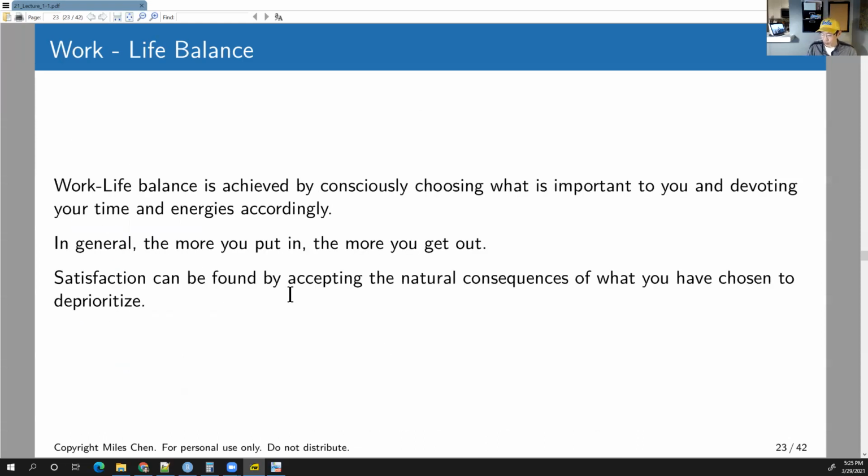Okay. And so, I would say I'm happy with kind of my work-life balance and things like that. And I would say it's achieved by making conscious decisions about what is important to you, and then devoting your time and energy accordingly, right? And in general, the more time and energy you put into something, the more you're going to get out of something, okay? And when you put less time and energy into something, those things might not flourish as much. And if you can kind of just accept the natural consequences of not investing as much time into those things, I think you can find satisfaction in life.